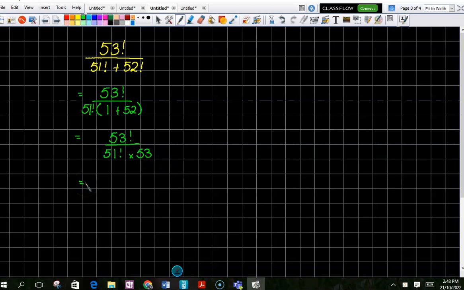Now, this means you have to understand what 53 factorial means. It means 53 times 52 times 51 factorial. Would you agree? So downstairs, what have we got? 51 factorial. Everything is times here, so what can I cancel out? Not everything. The 53 divided by 53, and of course 51 factorial divided by 51 factorial. I think this is such a neat little question. But isn't that cute?